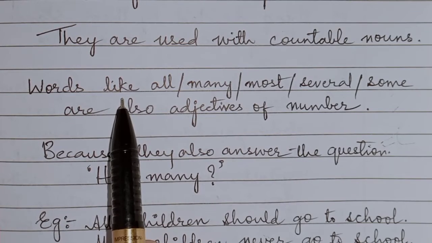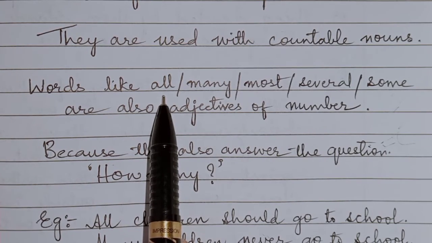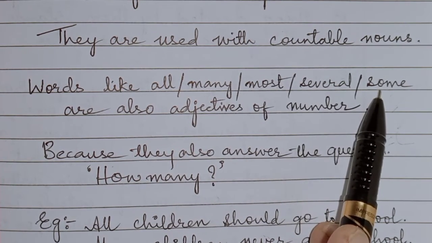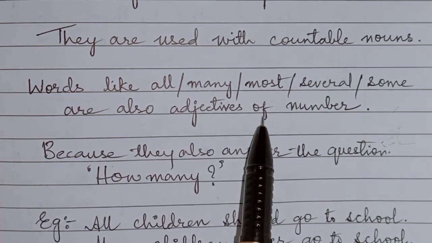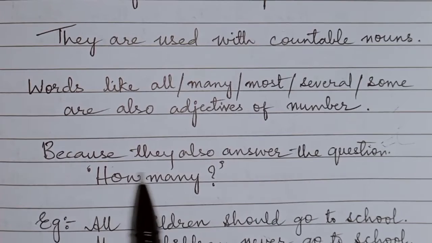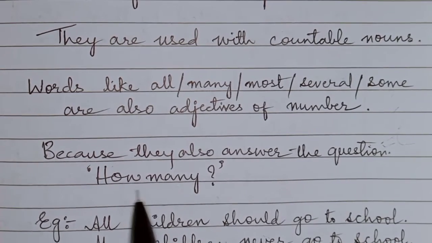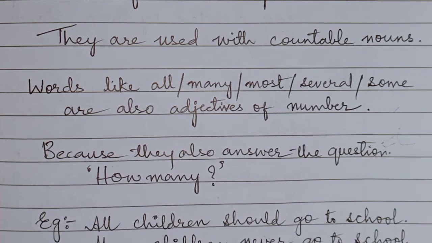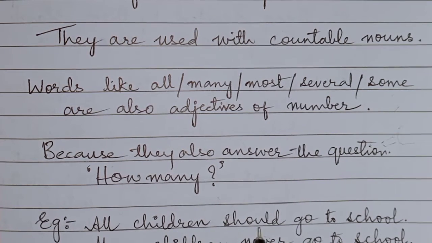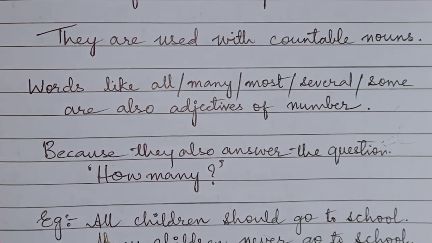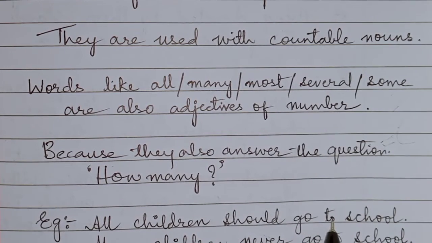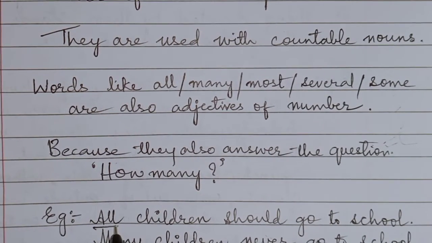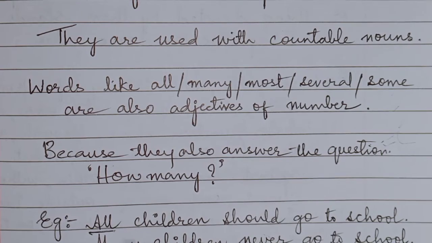There are some words like all, many, most, several, some. These are also adjectives of number because they also answer the question how many. Let us see some examples. All children should go to school. How many? All. All children.